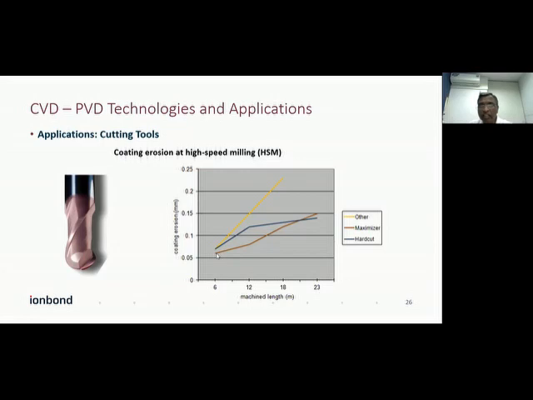If we see the HardCut, it is just 0.05 mm or 0.07 or 0.08 mm with a machining length of 6 meter. And even if we go up to 18 meter length machining, the wear is only 0.1. So with these coatings, we have hardly any wear, but the machining length is very high. That is a basic advantage of these coatings in cutting tool applications.